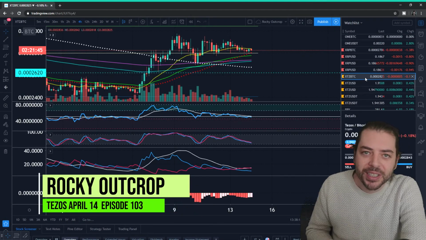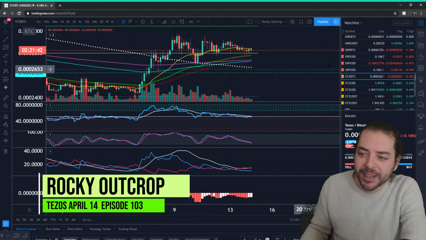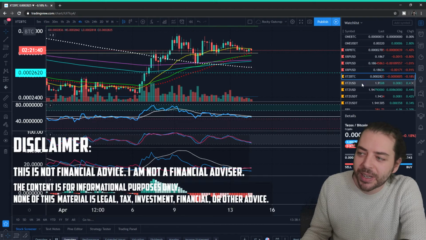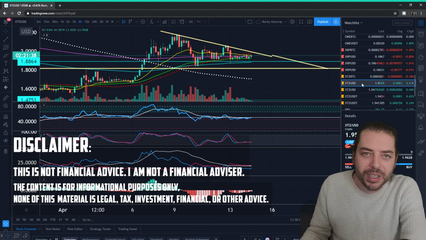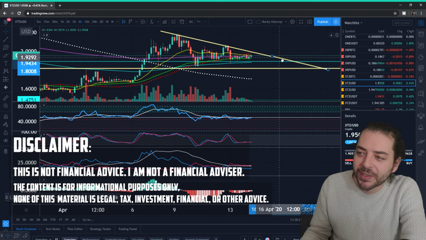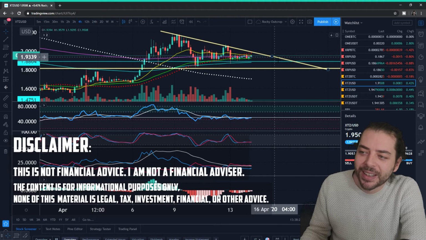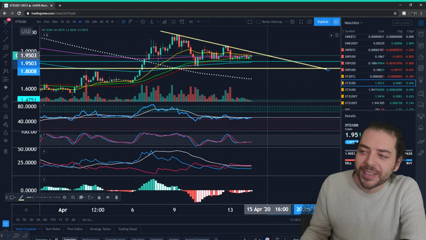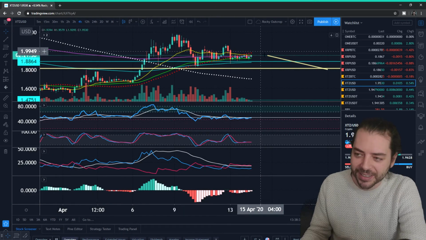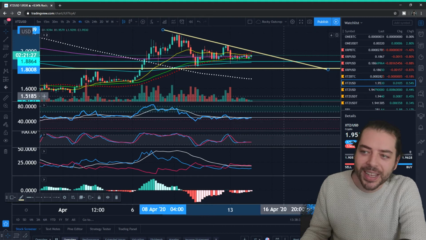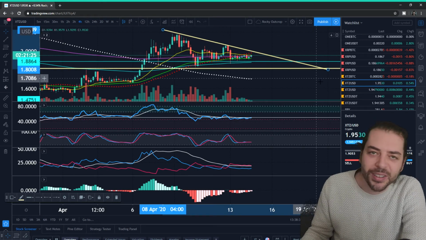Hi friends, let's take a quick check-in with Tezos, see how things have been getting on. We're consolidating sideways here on the Bitcoin pairing, and likewise over here on the dollar pairing. You can see this sort of messed up. I should have just ended up deleting that one and sticking in the one line, but I was trying to do it in yesterday's video and I got the job done.